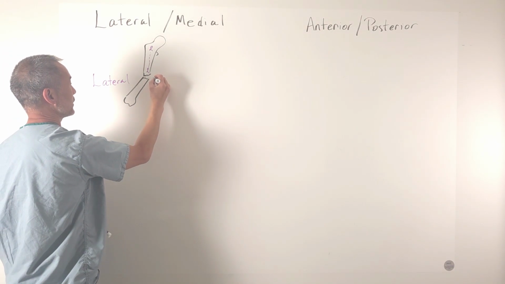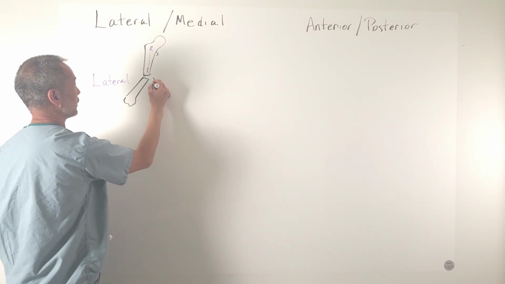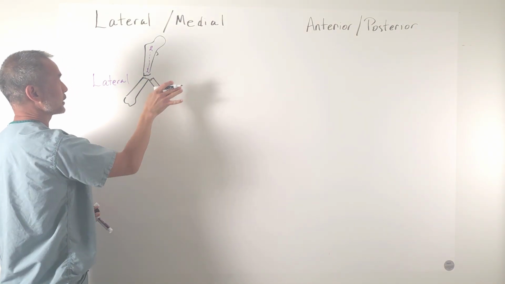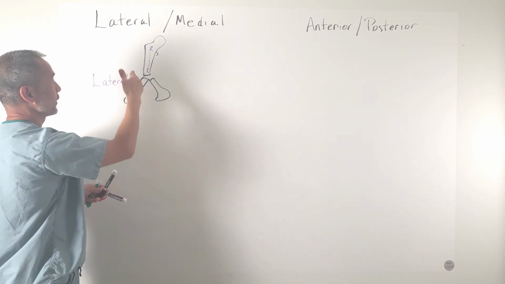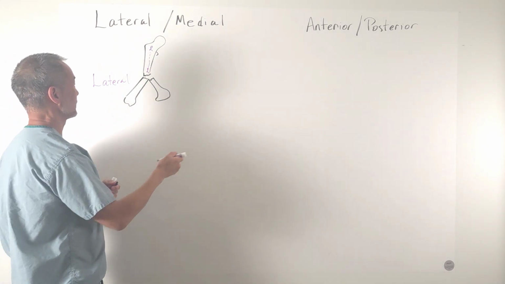And the same thing applies if it fractured the other way. Say we fractured here, and it fractured the opposite way. Well, we call this medial angulation. Simple enough.